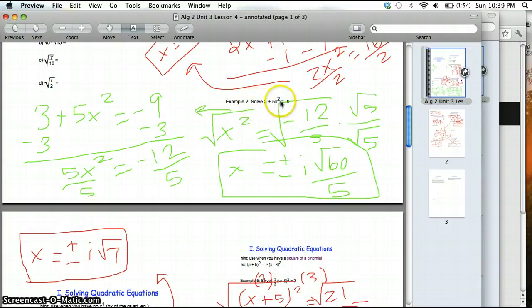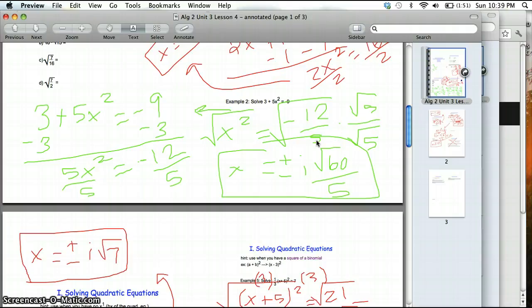Now let's look down here at this example. It says solve 3 plus 5x squared equals negative 9. So I set it up. 3 plus 5x squared equals a negative 9. I subtracted 3 from both sides. So I got 5x squared equals a negative 12, because a negative 9 minus 3 is a negative 12. Then I divide by 5 on both sides because I want to get x by itself, and I get x squared equals negative 12 over 5.